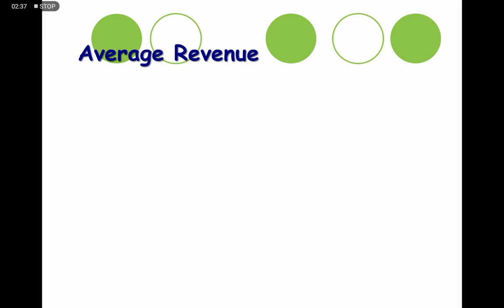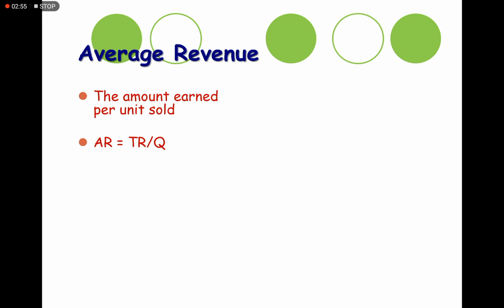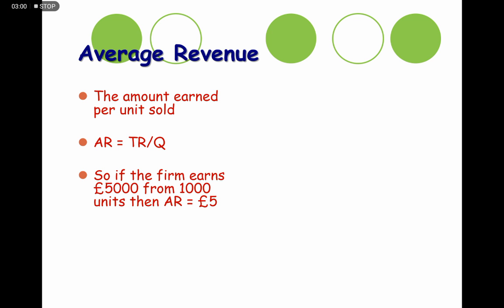And the third thing we're going to look at, average revenue. Average revenue is the amount of money we receive per product, the amount of money we earn per product we sell. And it's this formula: average revenue equals total revenue divided by quantity. As a little example, if the firm is making £5,000 in revenue, and it has sold 1,000 units, then on average each unit must be selling for £5.